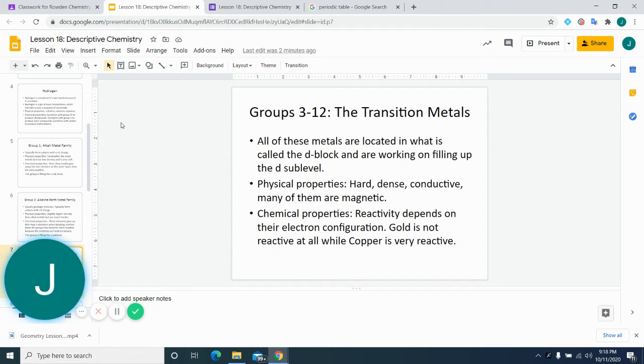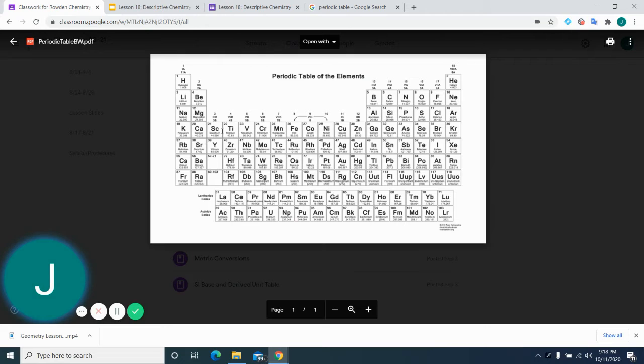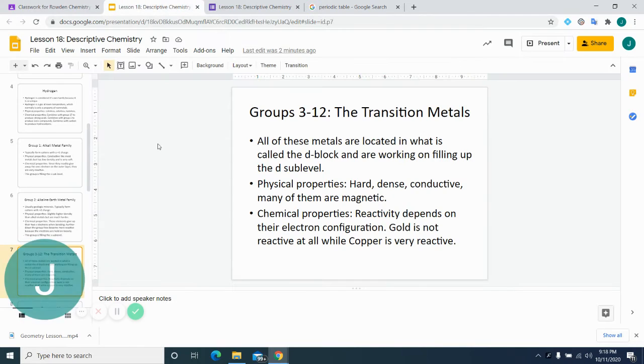Next, we have groups 3 through 12. So this whole dip right here, where it dips down here all the way over to right here, this area is called the transition metals. And so the transition metals, we call them the D block because everything there is filling up the D sublevel. That's why you'll notice that there are 10 columns, because there's 10 electrons in the D sublevel. These are hard, dense, conductive, they're magnetic, and their reactivity depends on the electron configuration. So you'll see gold is not very reactive, while copper is.